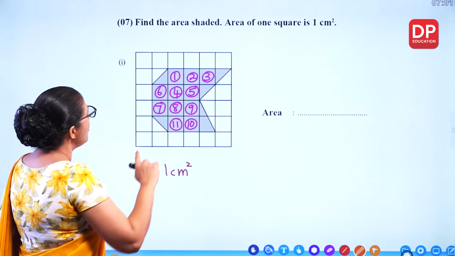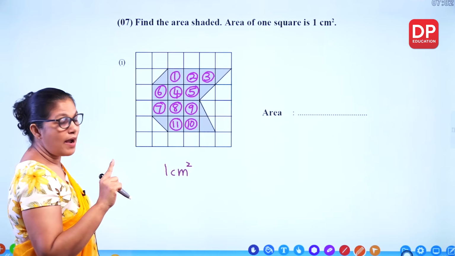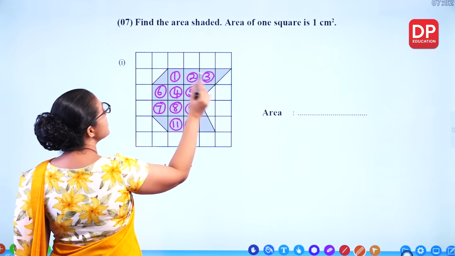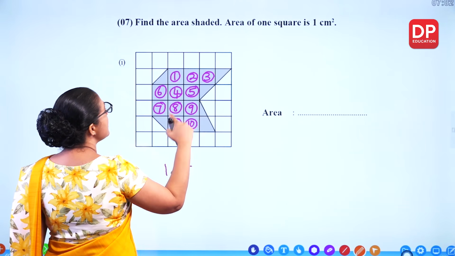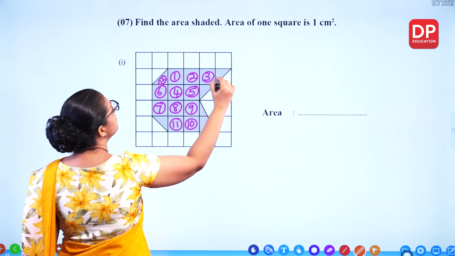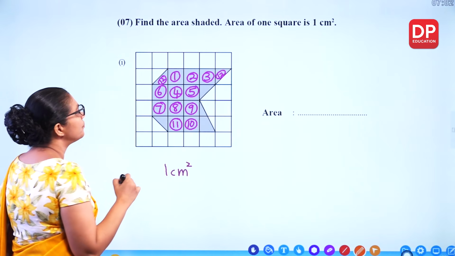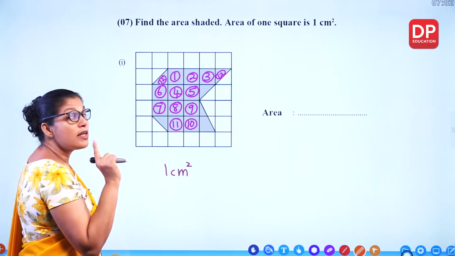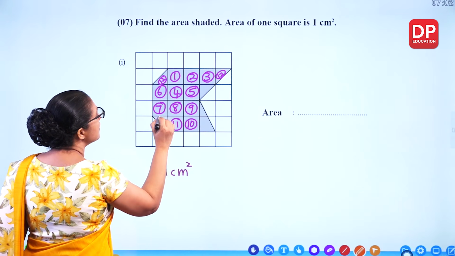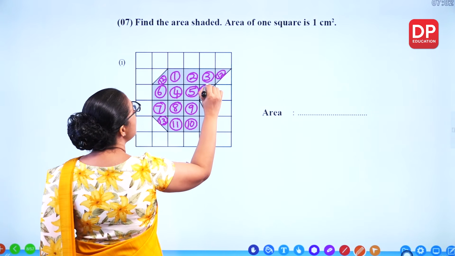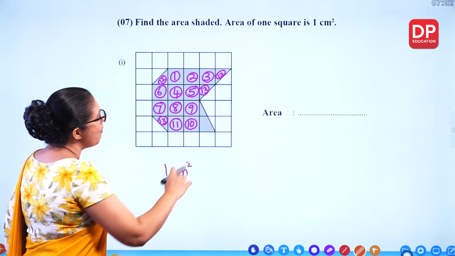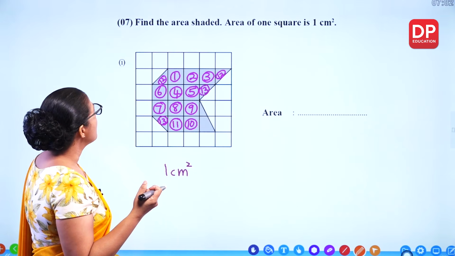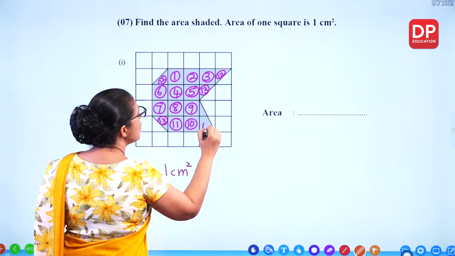Now, you get half of a square here and half of a square here. So, you can add them and say one full square. So, this is 11, this is 12, these two. And this half and this half, you can make one square. So, that's 13. Then, look at these two. When you put this part here, you can get another square. So, this becomes 14.